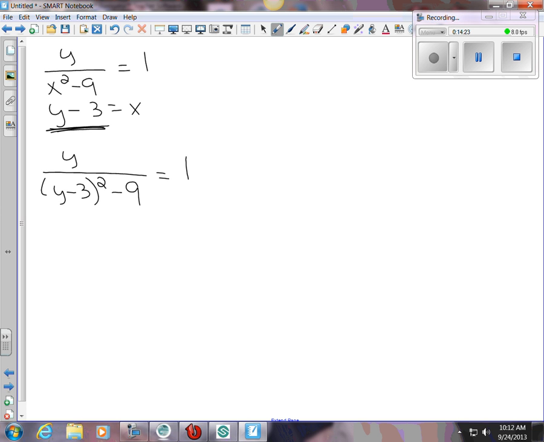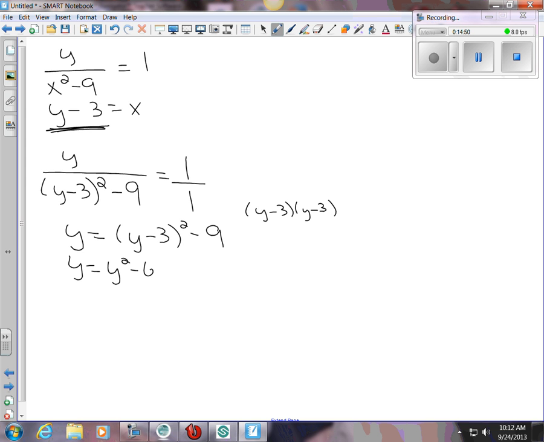All right, so now what? Taylor. Your name's Taylor. Cross multiply. y equals y minus 3 squared minus 9. Absolutely. Cross multiply. I've got to square out that y minus 3. I've got to FOIL it, right? So I get y equals y squared minus 6y plus 9 minus 9. You get very fast at FOILing once you've done it for many, many years in a row.